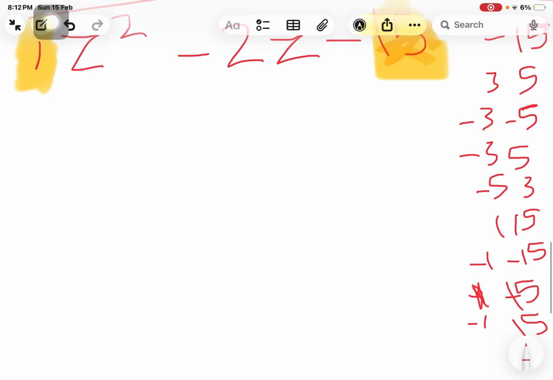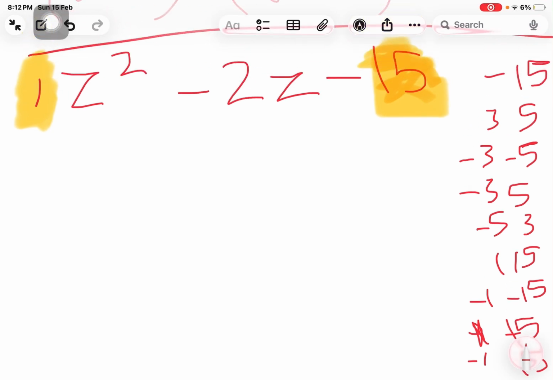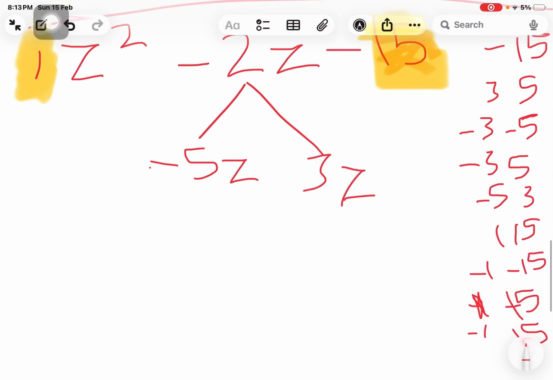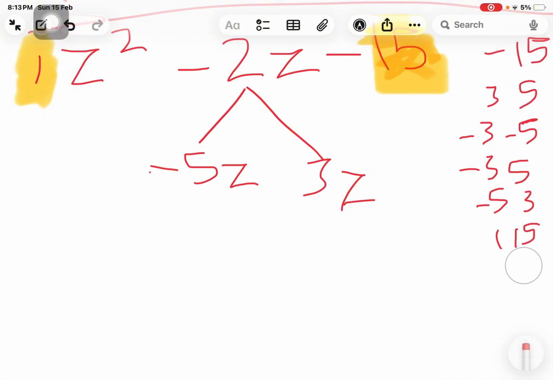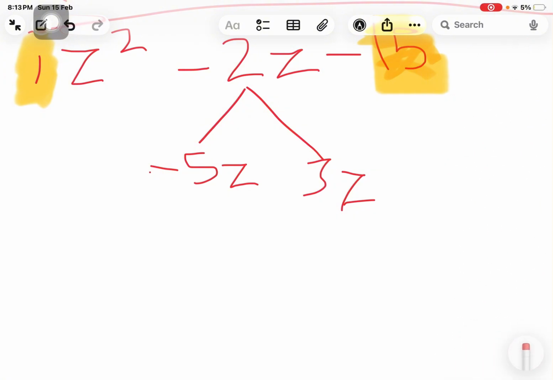Which two numbers will give you negative 2 when you add them? Correct. Negative 5 and 3. We'll just draw those two, and then negative 5z plus 3z, and then, as always, rewrite the equation. We will just do that because it's so annoying, actually. As always, rewrite the equation to be cleaner.